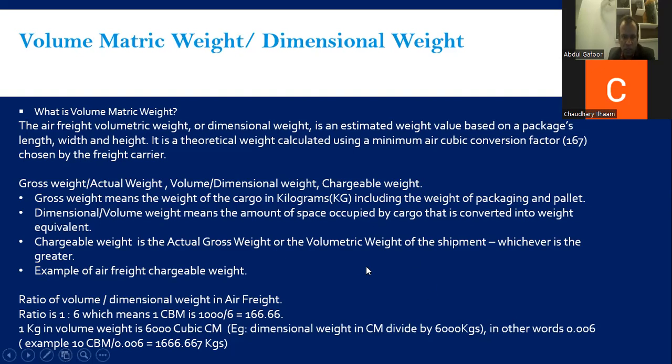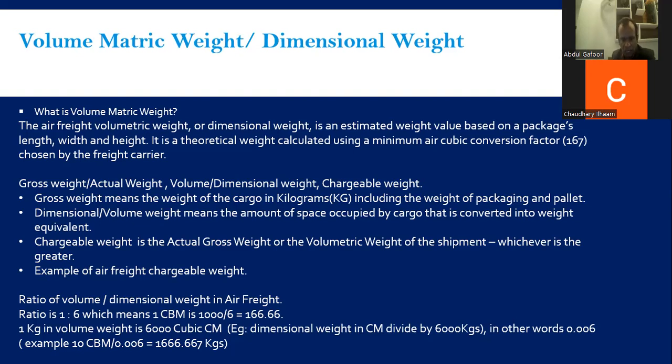Now, with an example, you can see. I said the ratio is 1 CBM equals 1000 divided by 6, which is 166.6 kg in volume, okay, you know that. In air freight, you can multiply CBM by 166.6, or you have the cubic centimeters divided by 6000. Once again, there are two options to get the volumetric weight. You remember that 1000 is what we use in ocean freight.